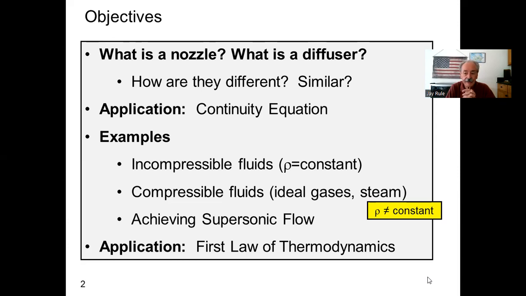We'll look at a classic application of the continuity equation that really simplifies down for these two types of equipment. We'll look at some basic examples, one dealing with incompressible fluids, where density is constant, and compressible fluids, things like ideal gases, steam, refrigerant. And then the last section having to do with nozzles is achieving supersonic flow, and we'll try to give a couple of examples of that. And then the application of the first law, which can be very powerful and pretty easy to understand for these types of equipment.